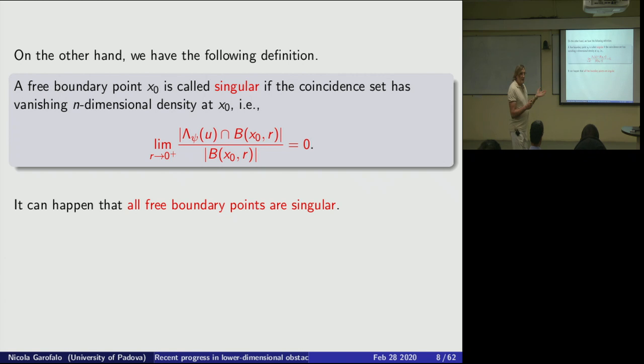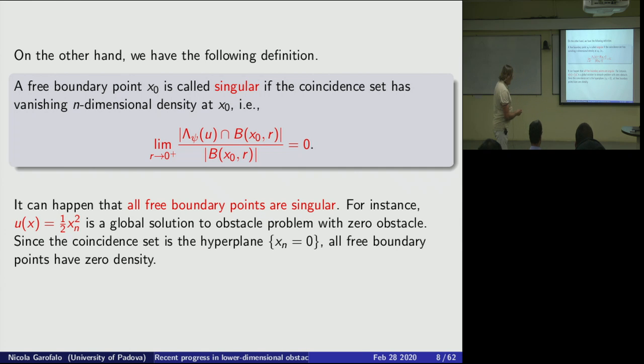Now, you may think, well, okay, these points must be very few, exceptional. Not true. You can have an obstacle problem in which all free boundary points are singular. So you have to deal with these points. You cannot overlook them. So let me give you a very simple example.